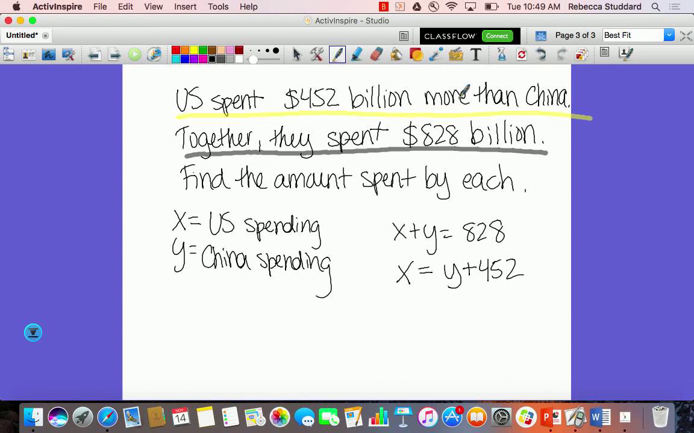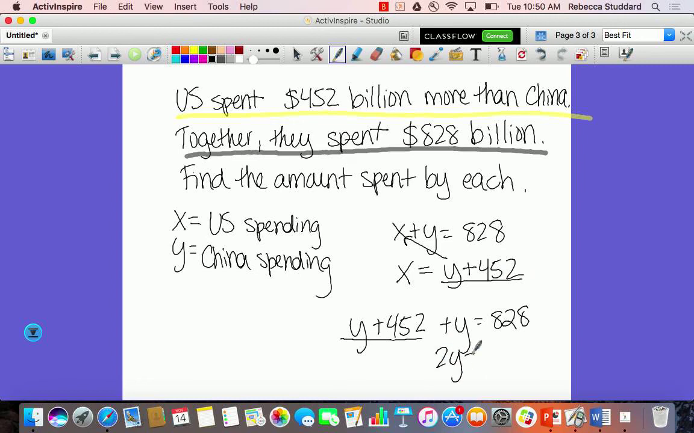And then you would just work these out. Okay? I'm not going to bother working it out. There's one more. The answer is China spent $188 billion. The U.S. spent $640 billion. Do I need to work it out? This is the perfect setup for what kind of working out? Substitution, because X is already by itself. So I'm going to take Y plus 452 and plug it in for the other X. So Y plus 452 plus Y equals 828. This right here was the X that we found in the second equation, or that was given to us.